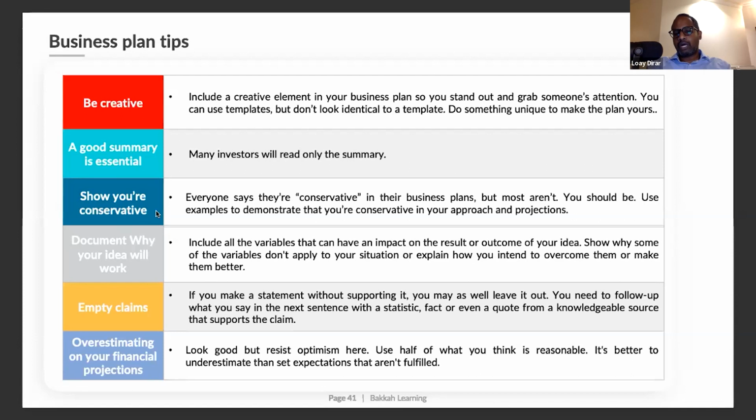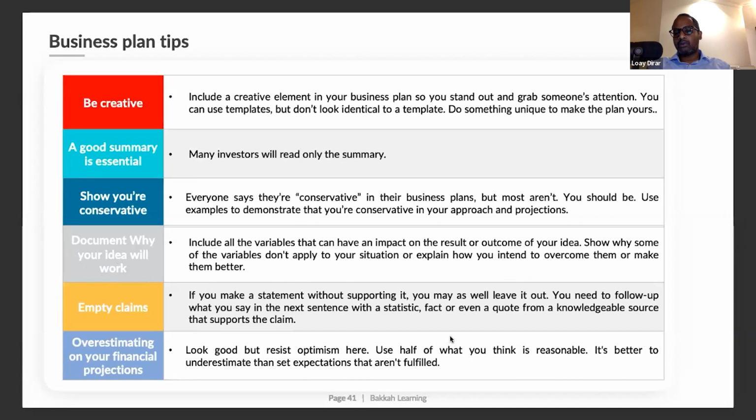Show you are conservative. Conservative means that the money the investors are going to invest is not going to be wasted. Show them that you do care about their money. You're very conservative about the projection and the approach that you're going to apply. Don't showcase that you're rebellious, or a rebel in this case. And document why your idea will work.